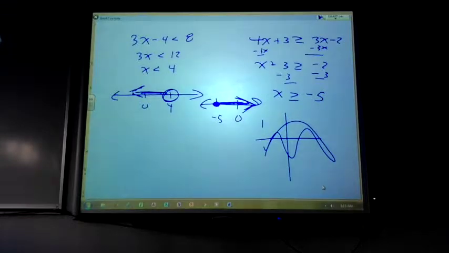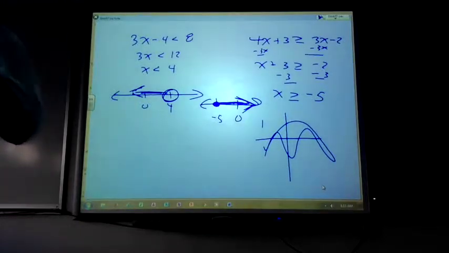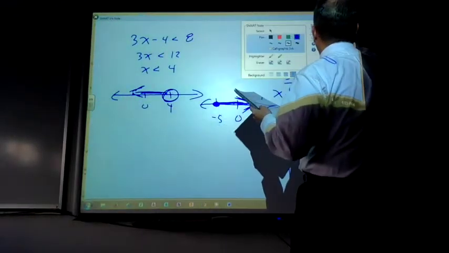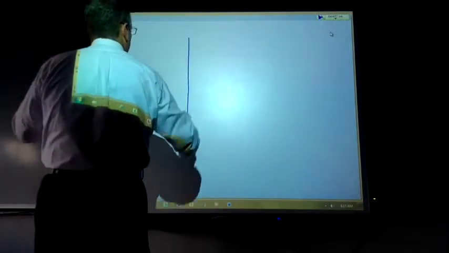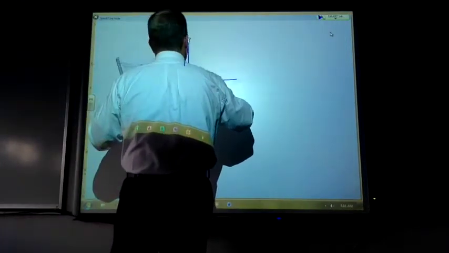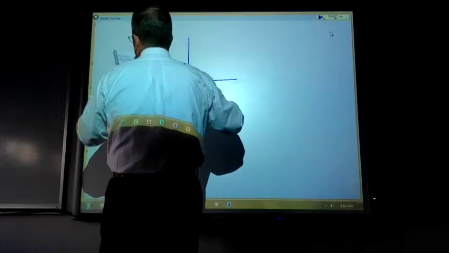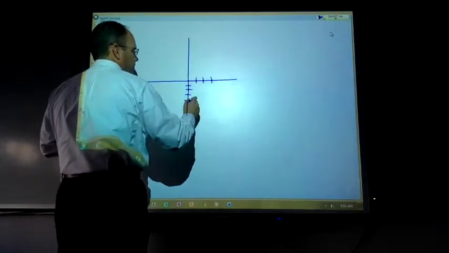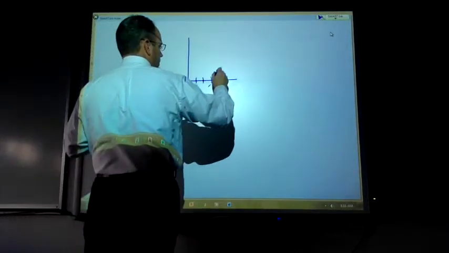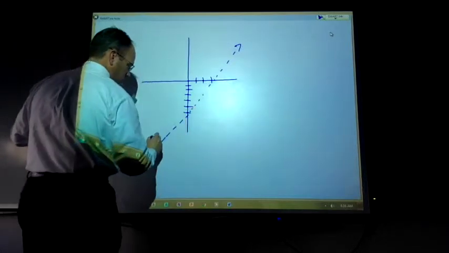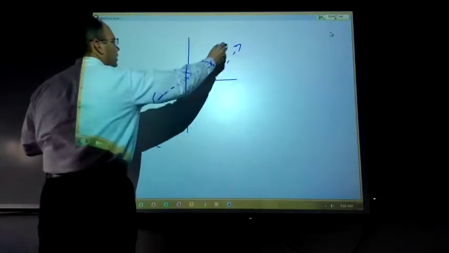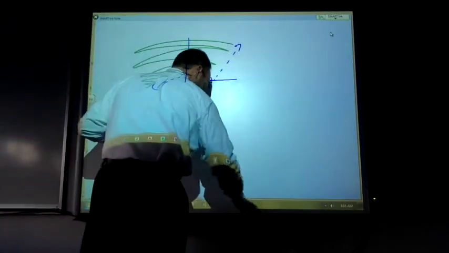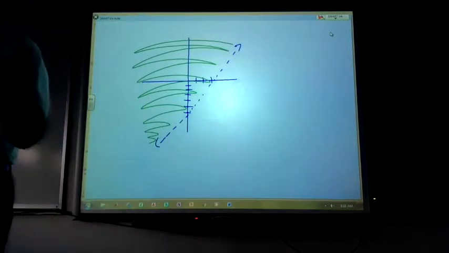Next one says, use the graph of the inequality 4x minus 2y is less than 12 to answer the following. Okay. So let's see if I can kind of generate this graph that they have. 1, 2, 3, and then 6. All right, so that's basically what they want you to try and answer in the next question.